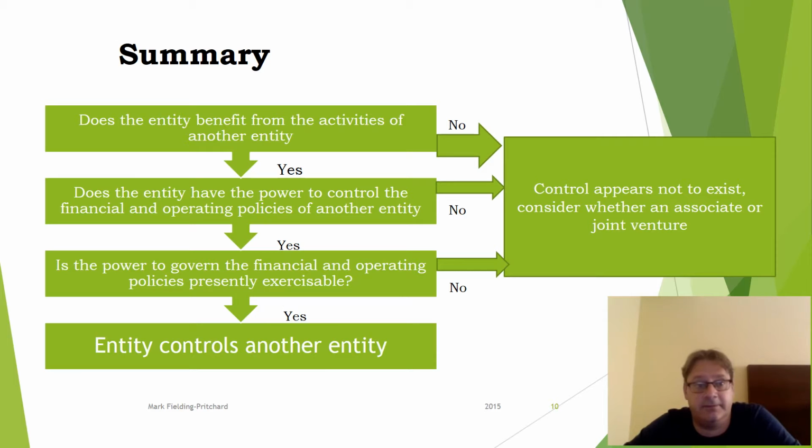Right, if it doesn't benefit, no. If it doesn't have the power to control the financial and operating policies, no. Then control doesn't exist. We may have some kind of joint venture, but at that point we don't have control. Right, and that is just a summary of all of the slides that you've seen before. If you're studying this for paper P2, I think you need to know that. If you're studying it for F7, I don't think you're going to get asked it, but you should know it anyway. Very, very useful for work.